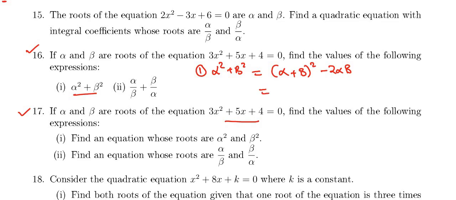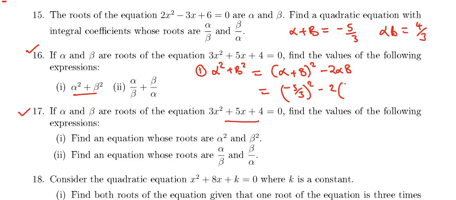Then we can do our substitution. Alpha plus beta is just negative b over a, right? So it's negative 5 over 3 squared and minus 2 alpha times beta, which is just c over a, so that's your 4 over 3. This will give us 25 over 9 minus 8 over 3. So this will just give us 1 over 9. That's what you get. So hope you are seeing how this is coming about. This will be 1 over 9.